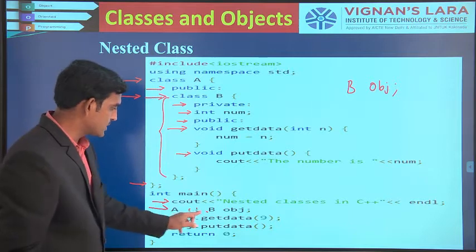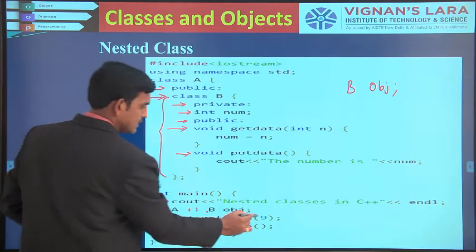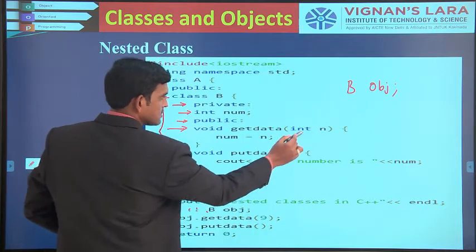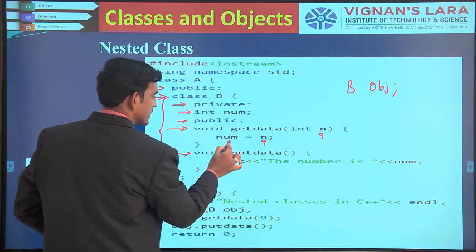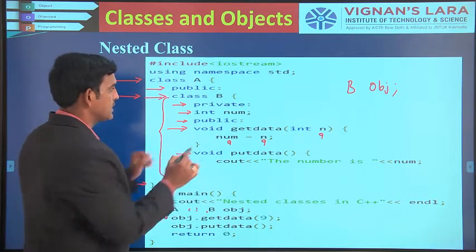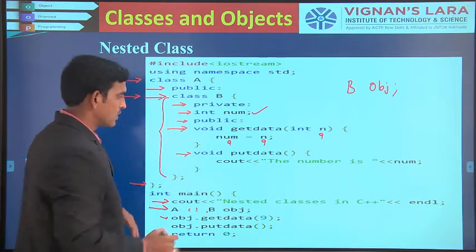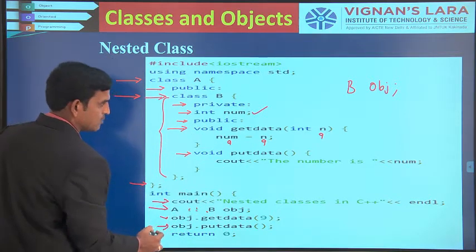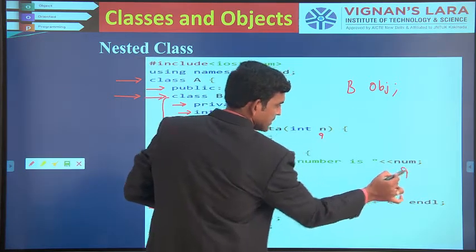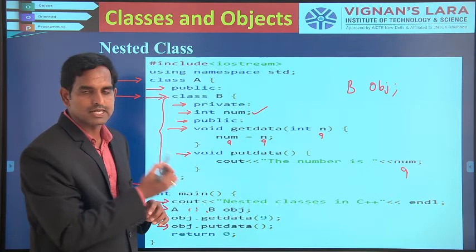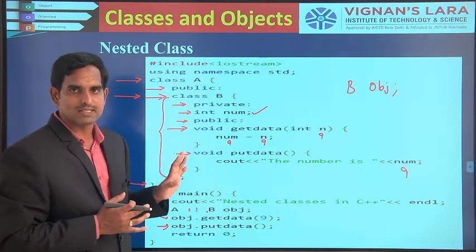Using that object I have called the first method, object.getData. Object.getData of 9 means n will contain 9. So 9 will go into your number. NUM will contain this particular member as 9. Next I am calling object.putData. The number is NUM, meaning 9 will be printed. "The number is 9" is printed. So this is how you will be implementing your nested classes.